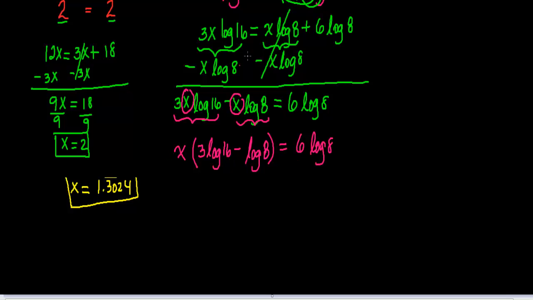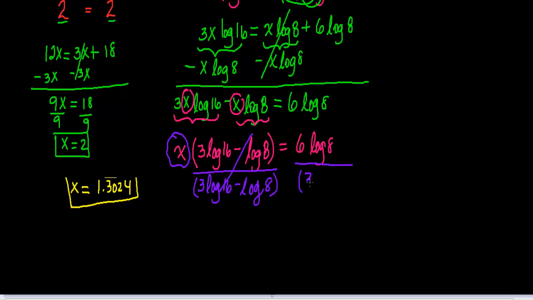Now since I want to isolate x, that means I want to leave x alone. I want to isolate this term, and this term is being multiplied by this whole thing. I can divide by the whole thing, 3 log of 16 minus log of 8. I can divide by all of that. And if I divide one side, I divide the other one. And there it is. Now I have that x is equal to all of this mess, which I have to work out in my calculator.